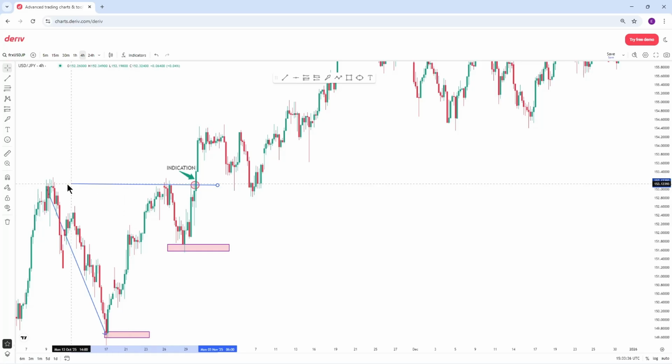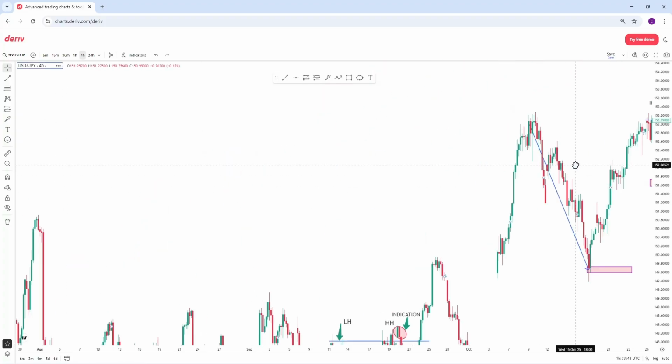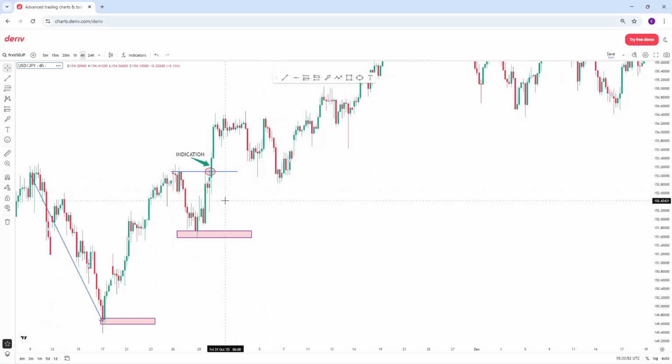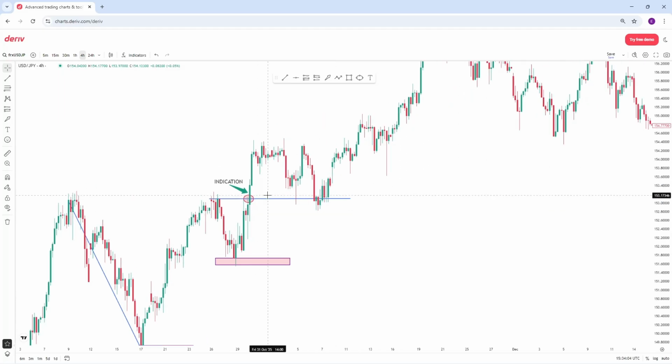If you want to draw this, you can stretch it from here because of the equal highs, but when trading ICC, you just don't need to look at the chart from way back here. Just look at what you are seeing in the market right now. See, the market broke above here. Yes, an indication. This is not a break and retest. It gives us an indication.